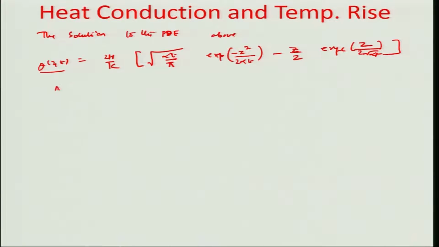So obviously at z equal to 0, we will have the maximum temperature, theta of 0,t, which obviously has to be theta melting for the material to start to melt. So this equals twice H by K root of alpha t by pi. The second term is going to be 0 at z equal to 0 because of the z by 2 factor.